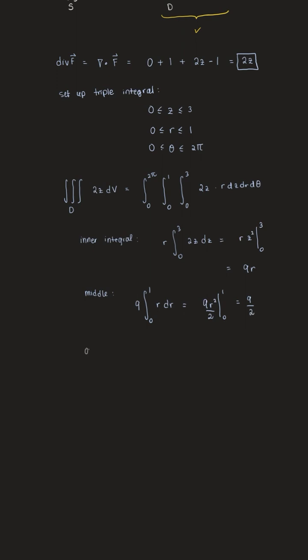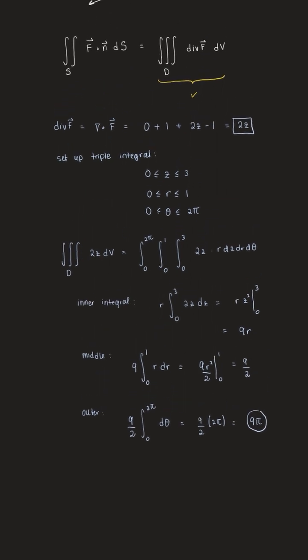And finally, for our outer integral, we have 9/2 on the outside, integral from 0 to 2 pi of d theta. So this will be 9/2 times 2 pi, which will just give us an outward flux of 9 pi.